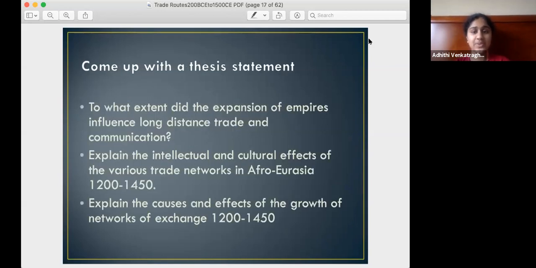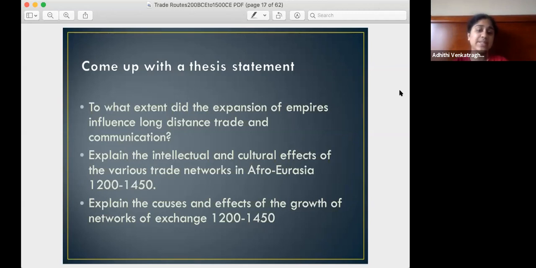All right, now for a quick activity before we continue. Come up with a thesis statement, as we talked about in one of the first classes about the LEQ essays. To what extent did the expansion of empires influence long-distance trade and communication? Explain the intellectual and cultural effects of the various trade networks in Afro-Eurasia, 1200-1450, or explain the causes and effects of the growth of networks of exchange, 1200-1450. Just pick one of these, and we'll take 5 minutes. After that, we can reconvene and take a look at some of the thesis statements that you have.